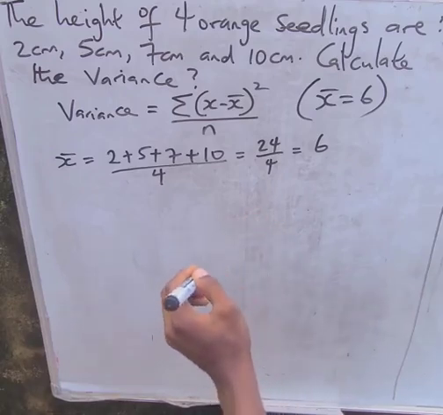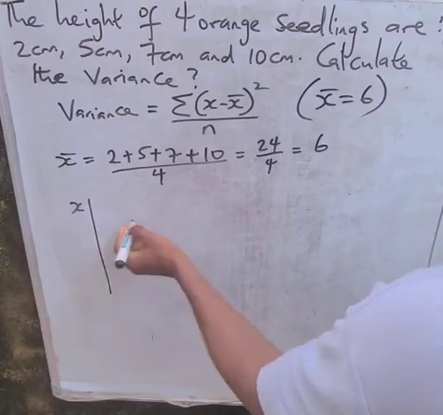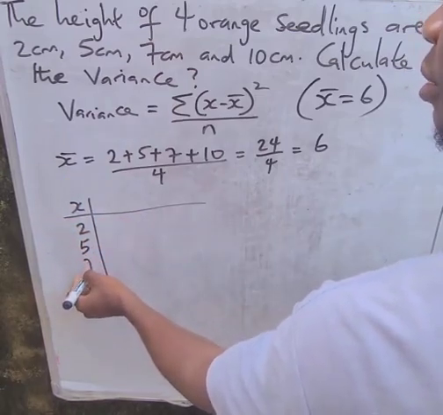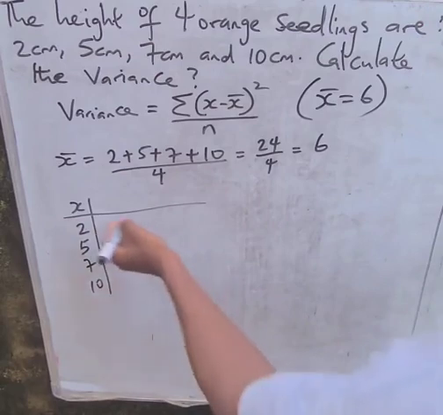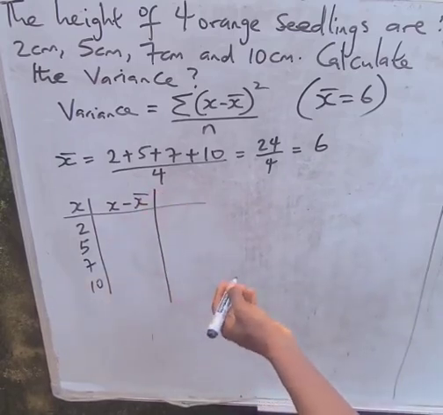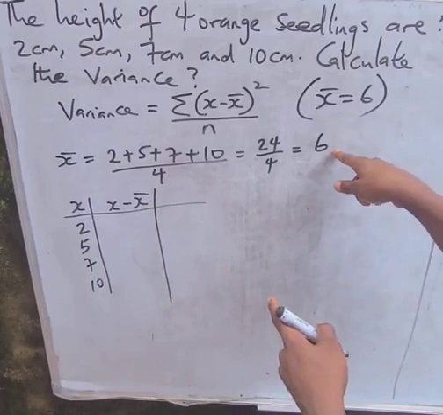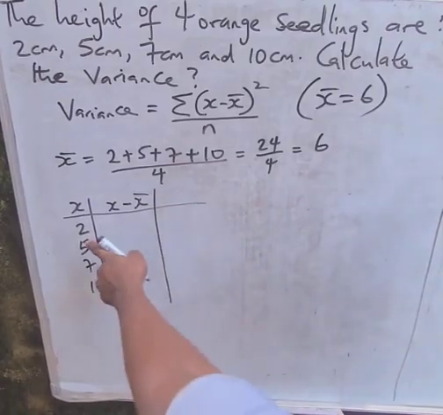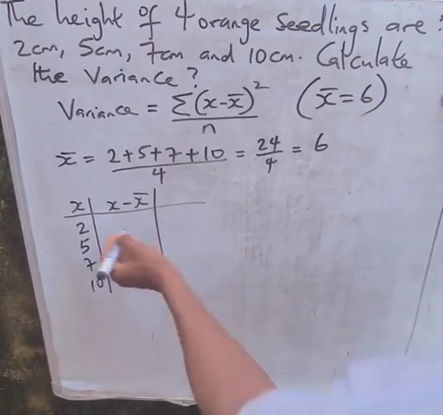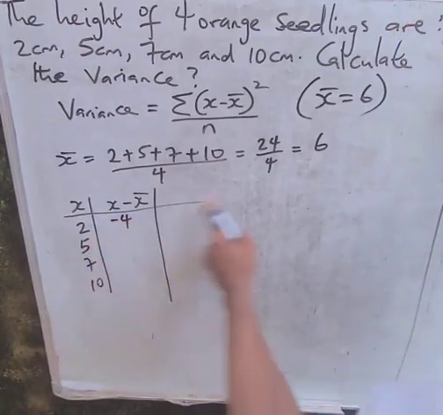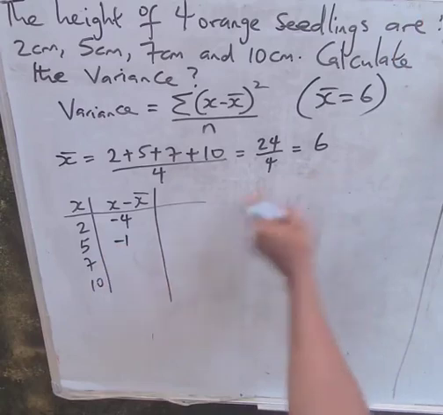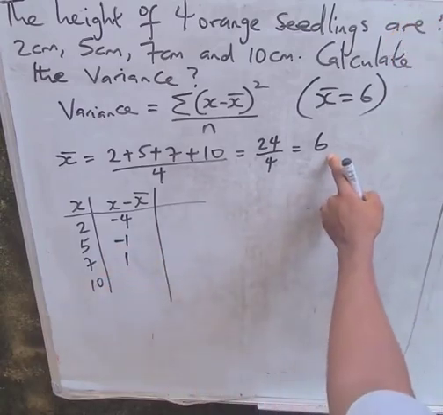Now let's make this short table. Here's your x, which are your observations, and we have them as 2, 5, 7, 10. We have x minus x bar, which is, for any x you have here, you subtract it with your x bar. So you have 2 minus 6, that gives us minus 4. 5 minus 6 gives you minus 1. 7 minus 6, you have 1. 10 minus 6, you have 4.